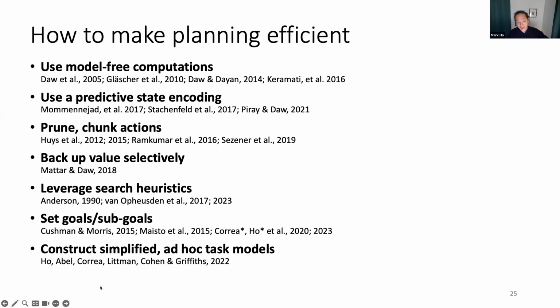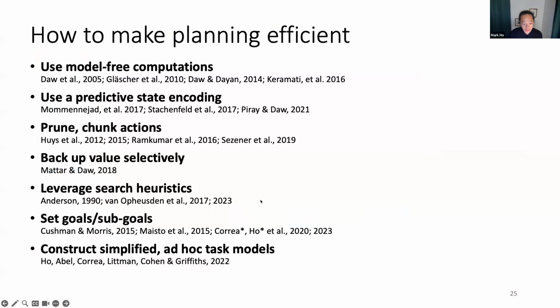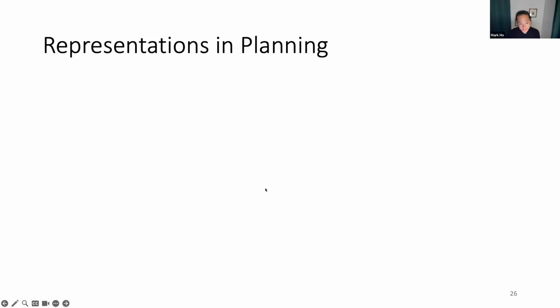In the cognitive science literature, a lot of different mechanisms have been proposed for how people engage in efficient planning. Things from not planning at all, basically doing model-free reasoning, to doing various state encodings, and so on. And the set of ideas that my colleagues and I have been developing is that maybe people are flexibly forming representations of tasks that allow them to solve them more efficiently and engage in more efficient planning.